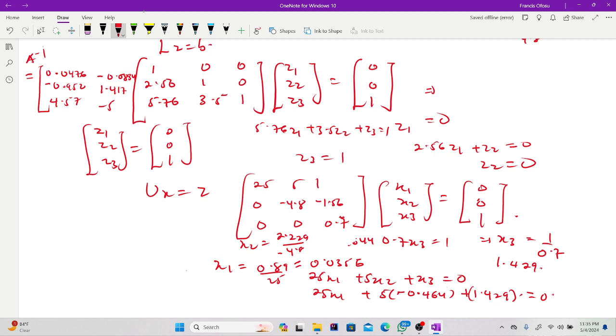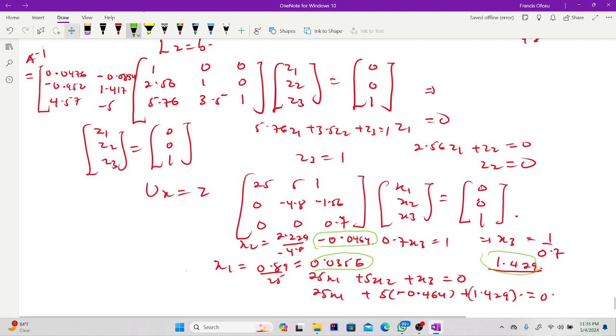This one I cleaned it here. So I'll have negative 0.0464. Then I have x3 to be. So circling my answers, I have 0.0356 as my x1, negative 0.0464 as my x2, and 1.429 as my x3.